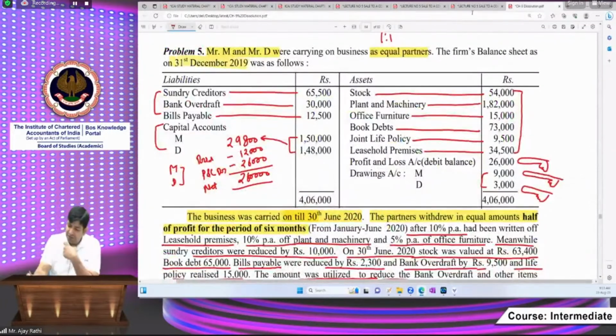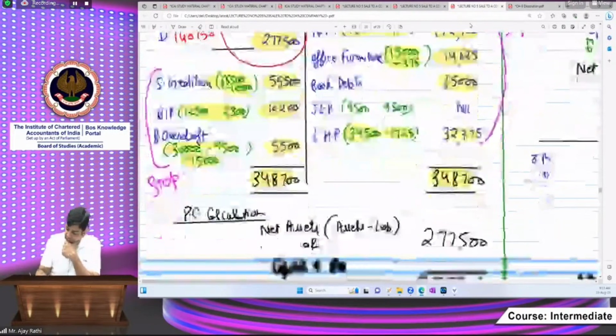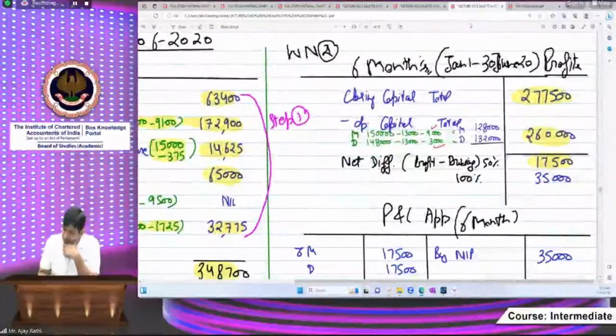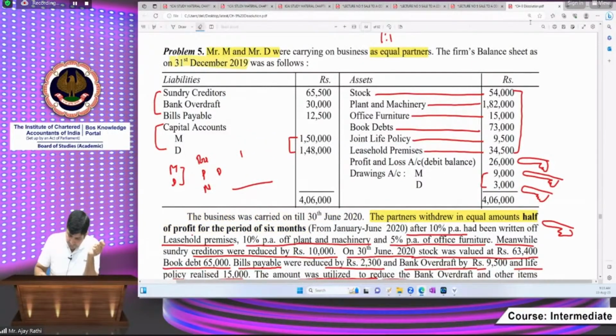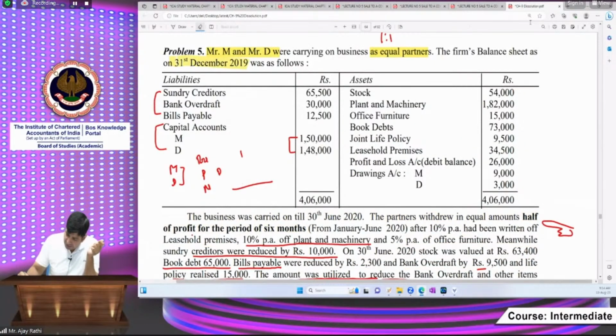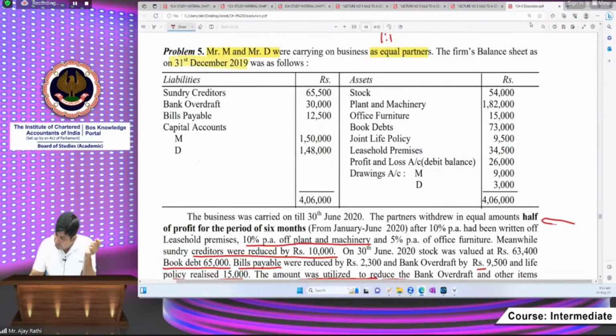Beta, see what we were doing. We were comparing net assets. So we have to find out the profit retained part, since the question is saying that half of the profit has been withdrawn. Hence, we shall be doubling the figure so that we can find out the profit earned during 6 months.